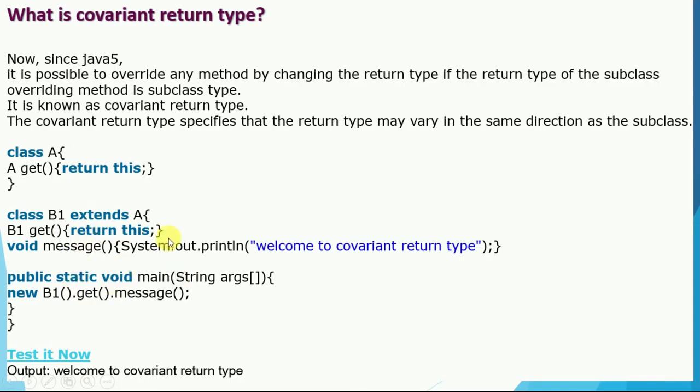So it is possible to override a method by changing the return type. Since Java 5, if the return type of the subclass overriding method is a subclass type, that is, if both methods are in subclasses, then we can override this method.